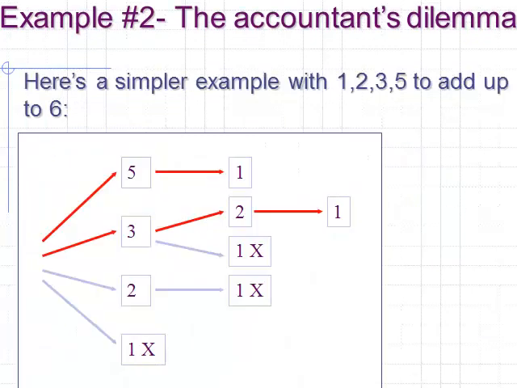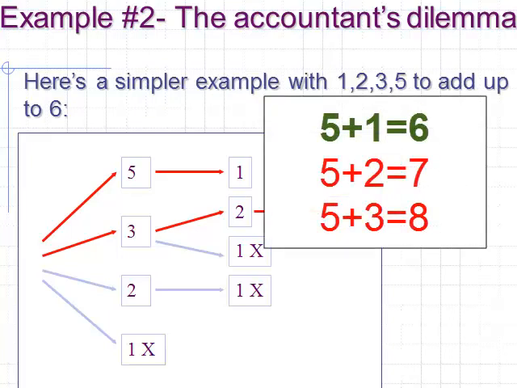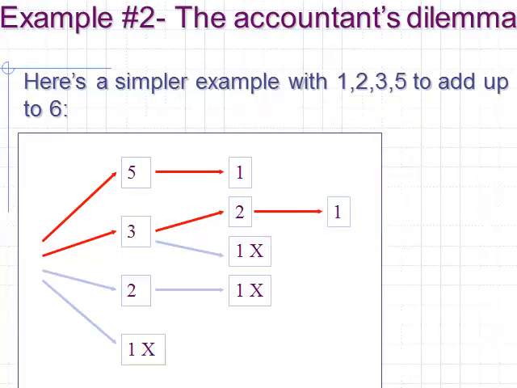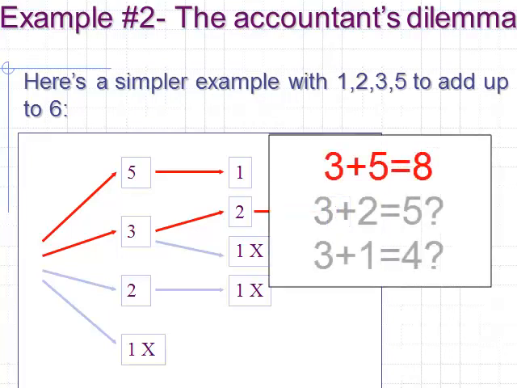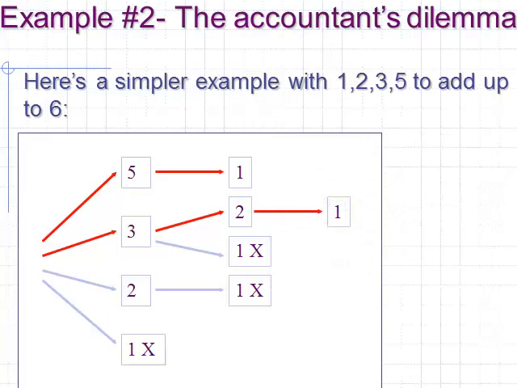Well, here's a simpler example with 1, 2, 3, 5 that must add up to 6. So for example, we try with 5, and then we could try all the combinations of 1, 2, and 3, which we actually do. And only the one that adds up to 6, the one in this case, will be kept. With 3, we could try 5 again, but since we've already tried 5 with 3, there's no point in trying 3 with 5 again. So maybe what we should do is just forget about all the numbers that are above the number we're trying, and tricks like this.